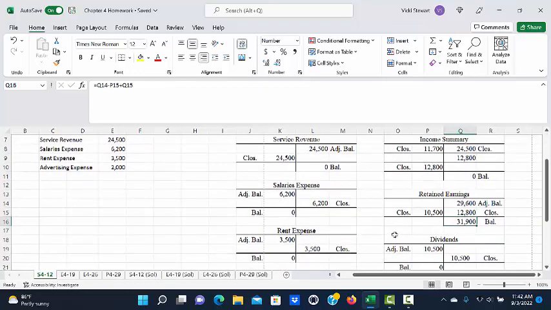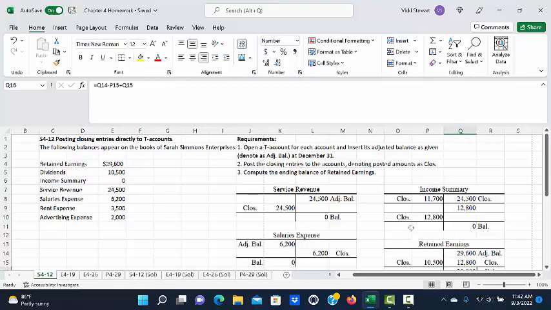And that is the conclusion of the demonstration for exercise 412.